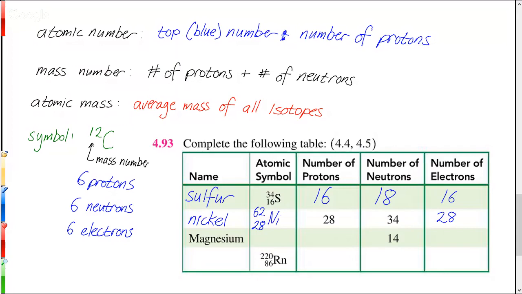So the next one, we're only told the name and the number of neutrons. Doesn't seem like a lot of information. But remember, once we've got the name, what else do we know?